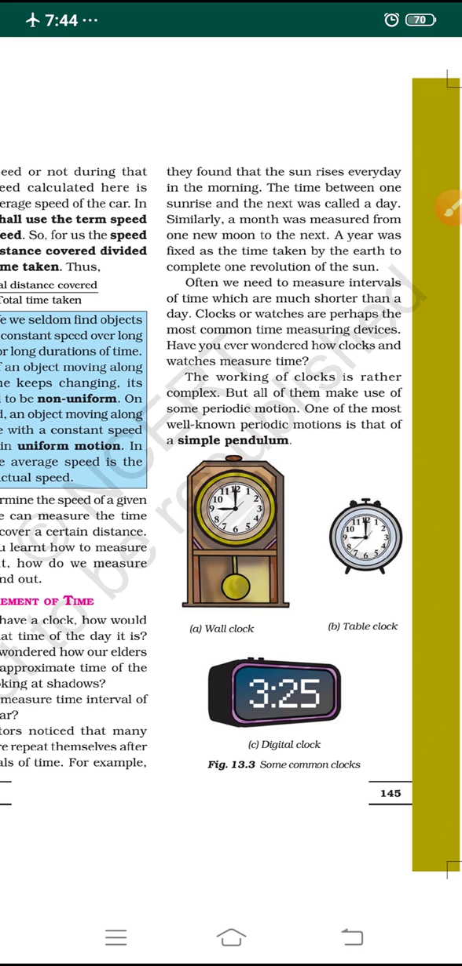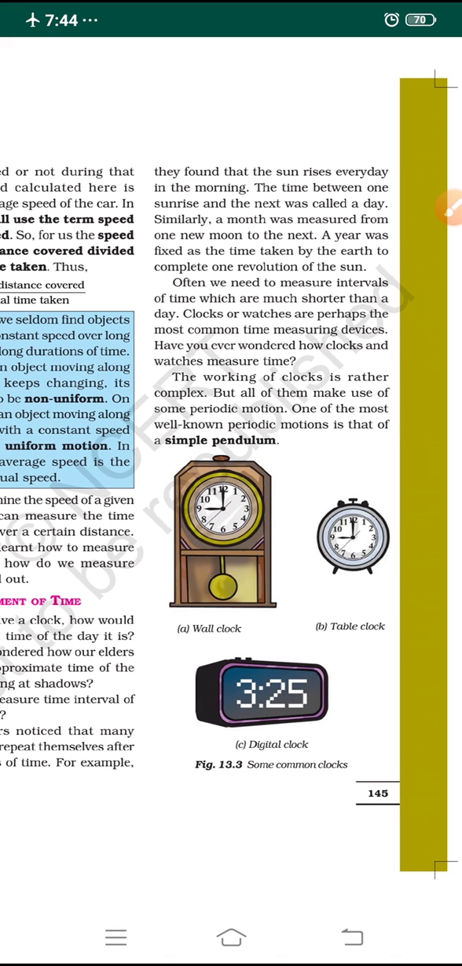The time between one sunrise and the next sunrise was called a day. Similarly, a month was measured from one new moon to the next new moon. A year was fixed as the time taken to complete one revolution of the earth around the sun. That is known as one year.